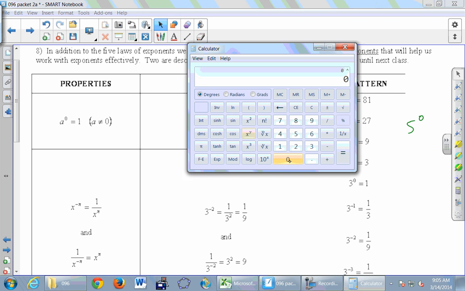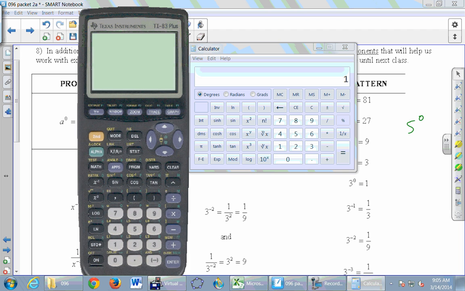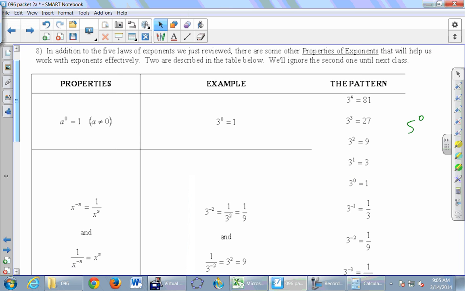Let's see what happens. 0 to the 0. No, this one can handle it. Actually, I'm not really thrilled with that. I think that's a programming error. Let's try this guy. 0 to the 0. We get an error. So any number to the 0 is 1, except for this one little funny thing which you won't ever see. But it's kind of a strange rule.